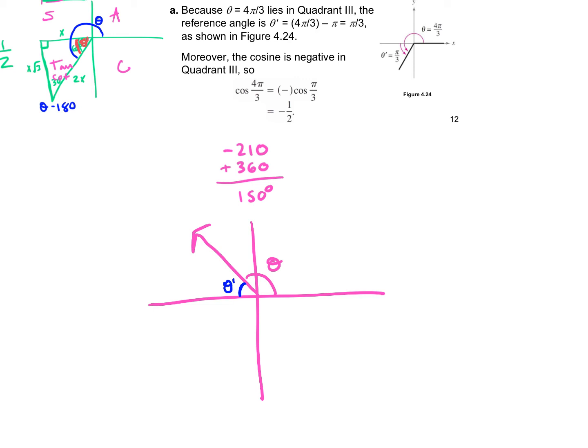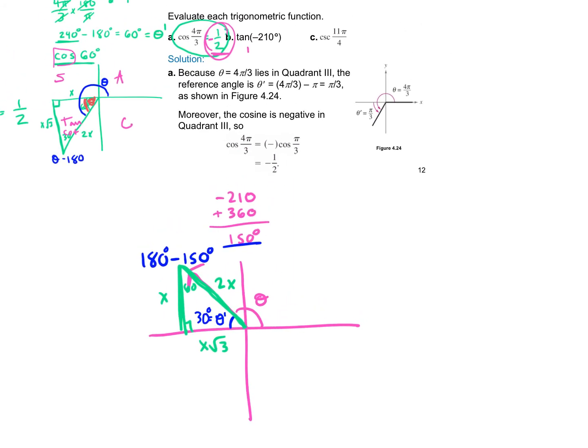In the second quadrant, what formula do I have to use to find my reference angle? 180 minus theta, which I'm going to use 150 here. So 180 minus 150 is 30. So theta prime is 30 degrees. I'm going to make my little right triangle. What's across from 30? X. And what's across from 60? X root 3. And then across from 90 is 2x.